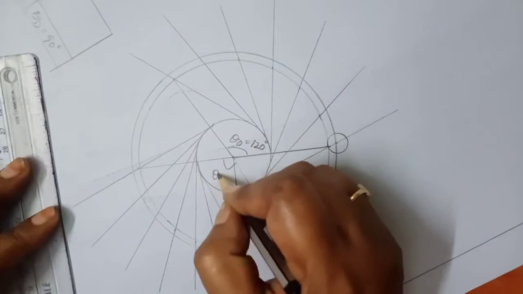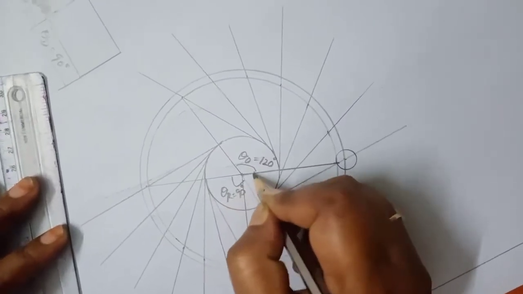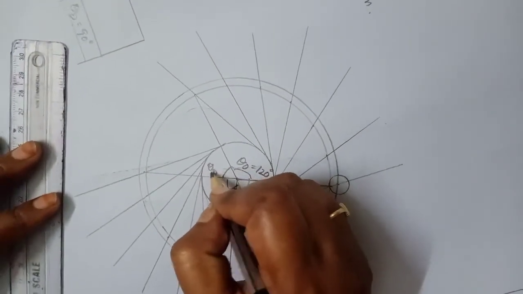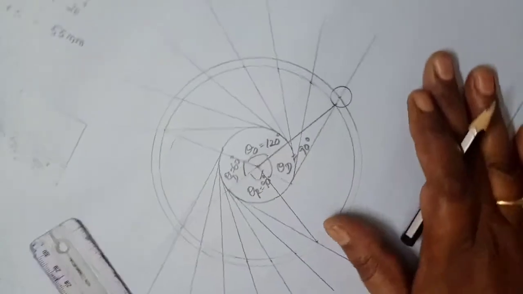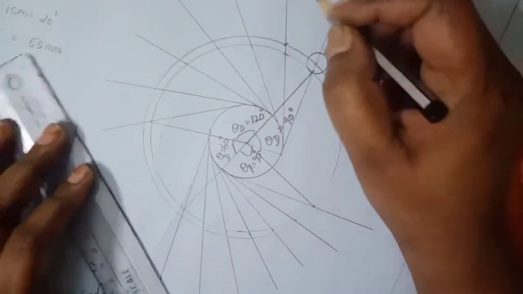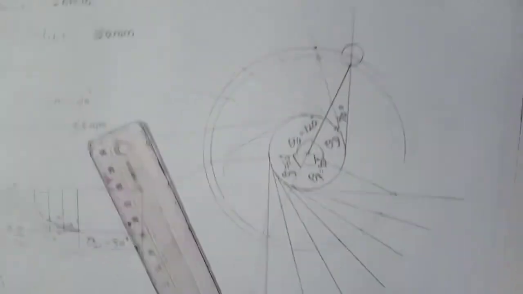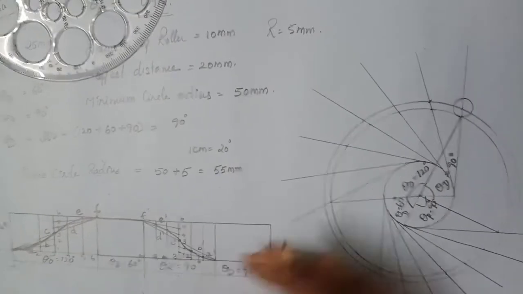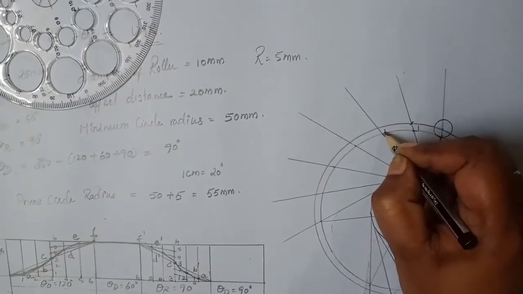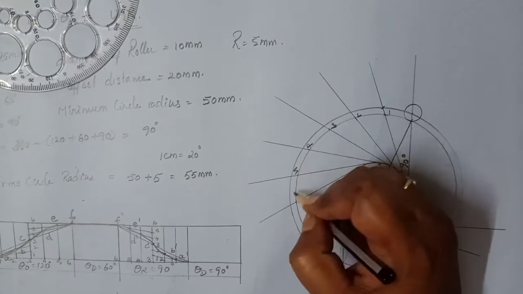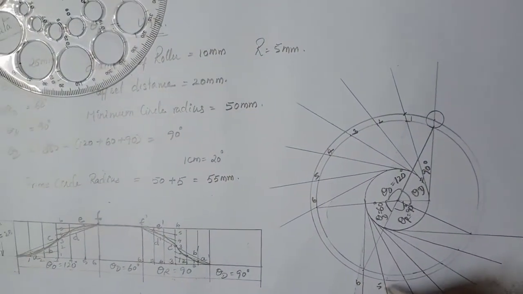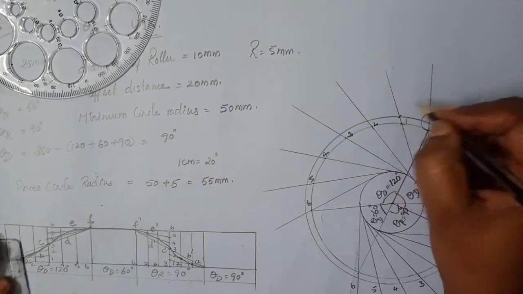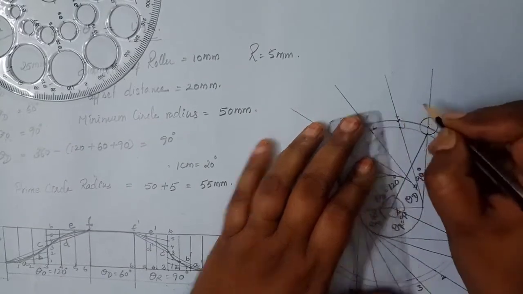So this is theta R, return stroke 90 degree, and this is theta D 90 degree, and this is theta D 60 degree. Okay. Later, from this prime circle point, measure these distances, whatever I have done in the displacement diagram. So 1 to A is very small. Mark these points as 1, 2, 3, 4, 5, 6, the same way 6, 5, 4, 3, 2, 1. So 1 to A is nearly 2 mm. Measure this 2 mm and make it here.